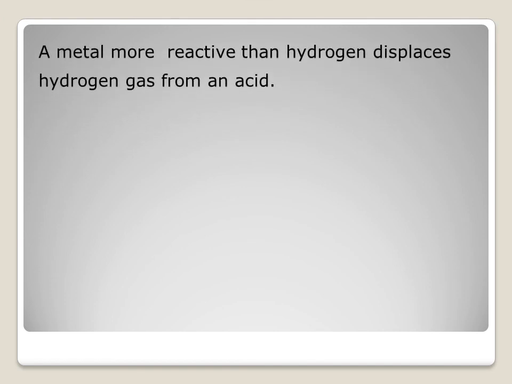A metal more reactive than hydrogen displaces hydrogen gas from an acid. This also is a displacement reaction. For example, potassium displaces hydrogen from hydrochloric acid.